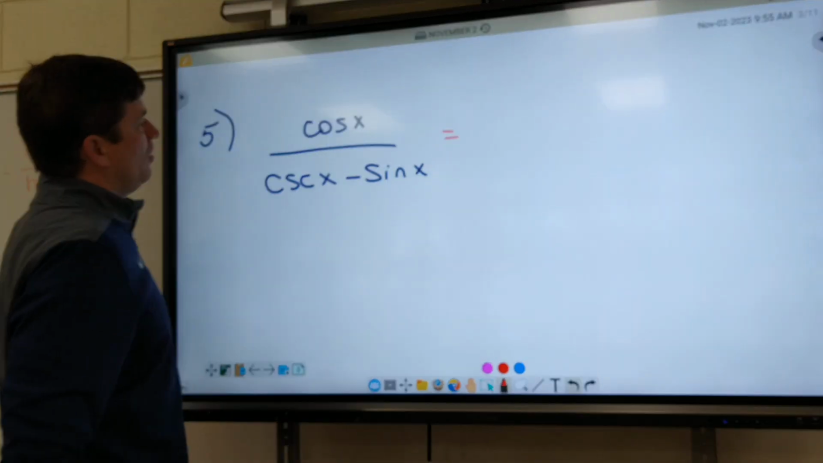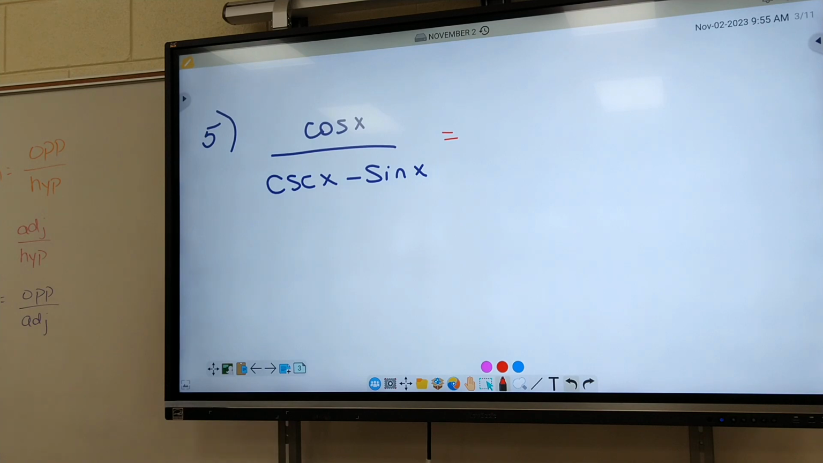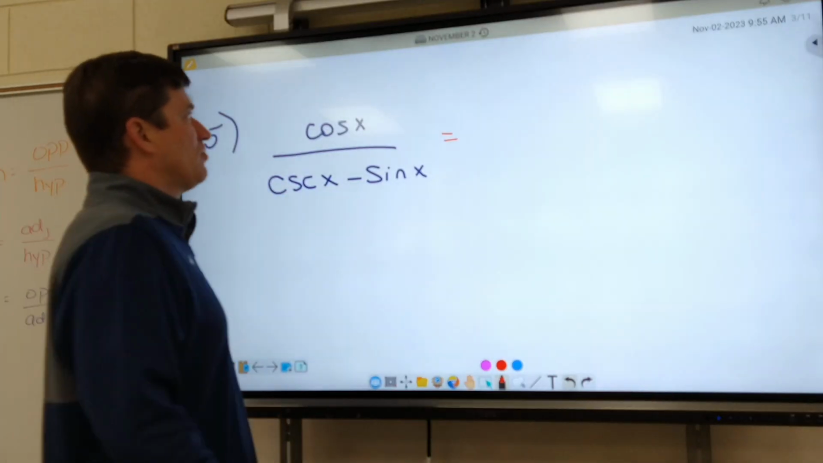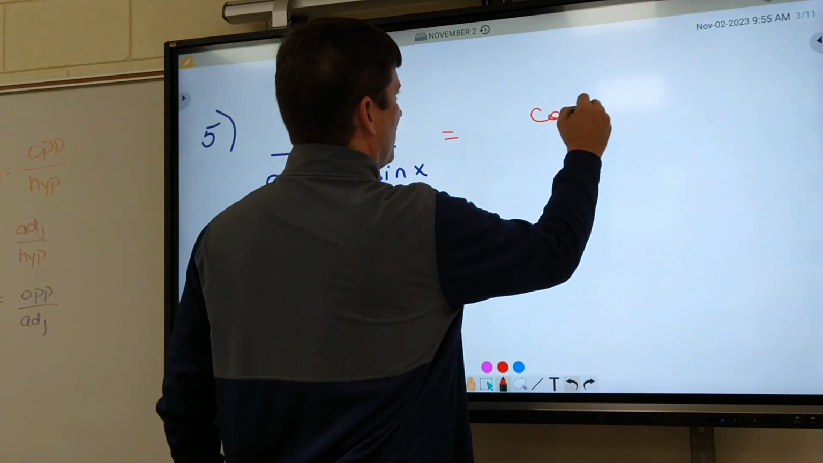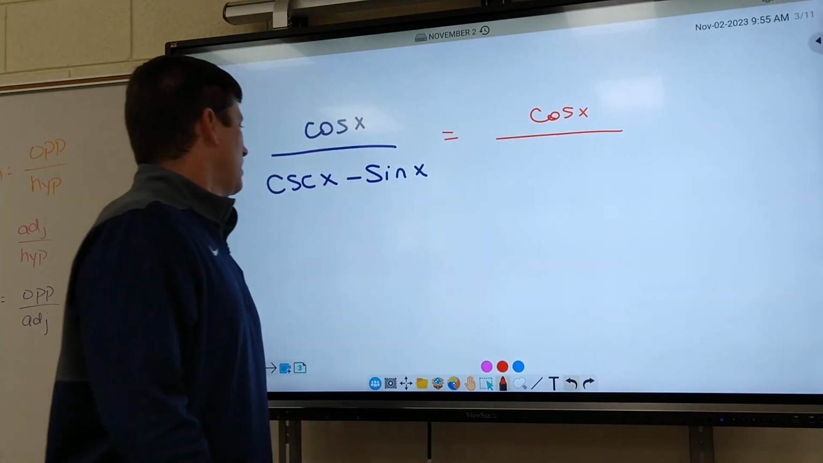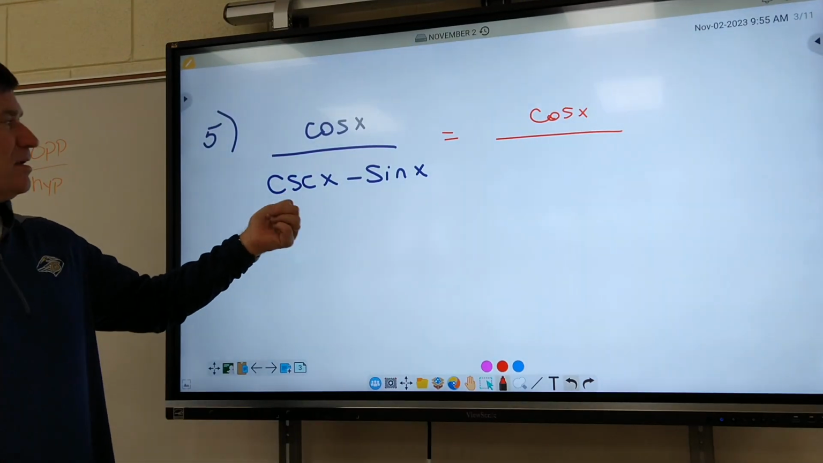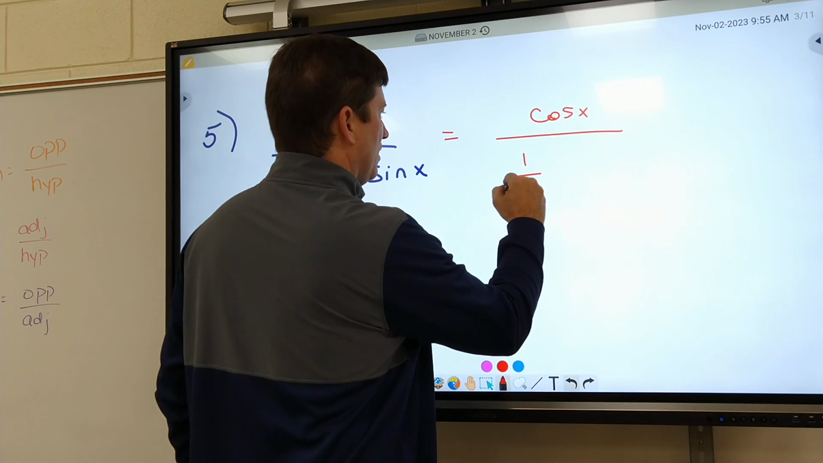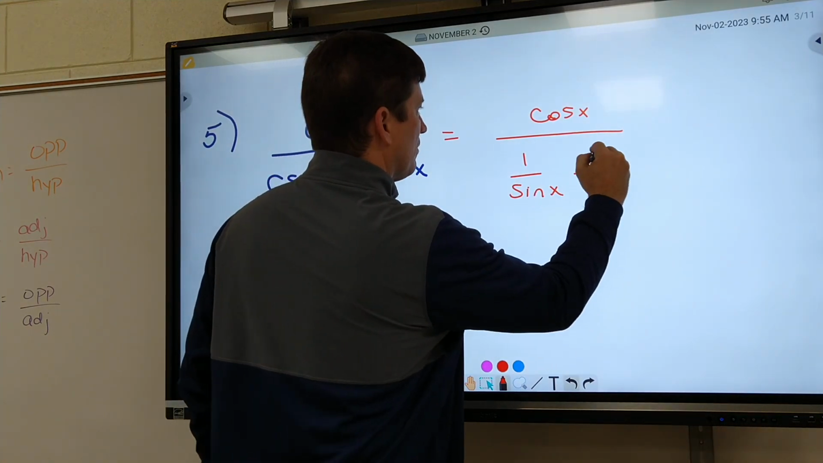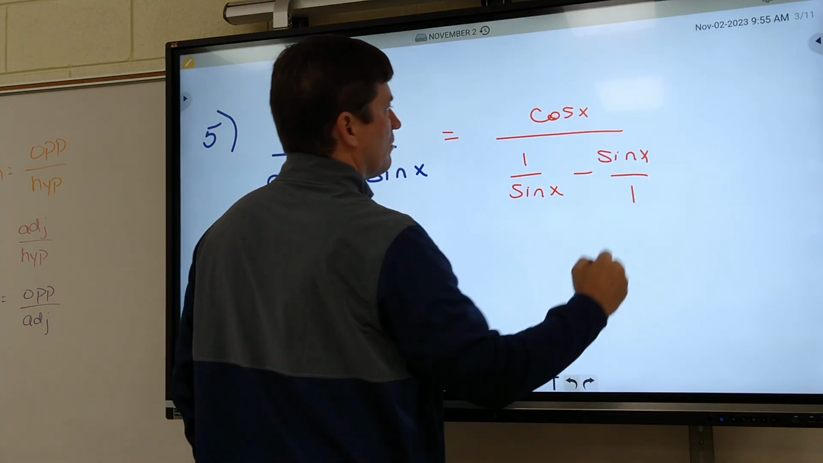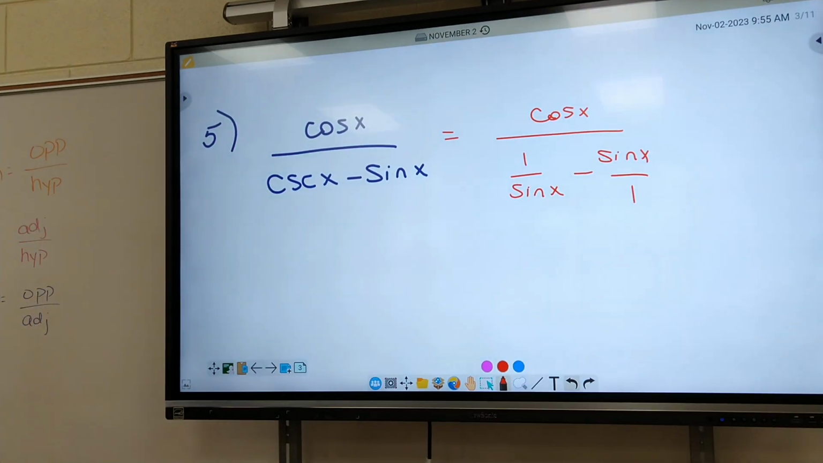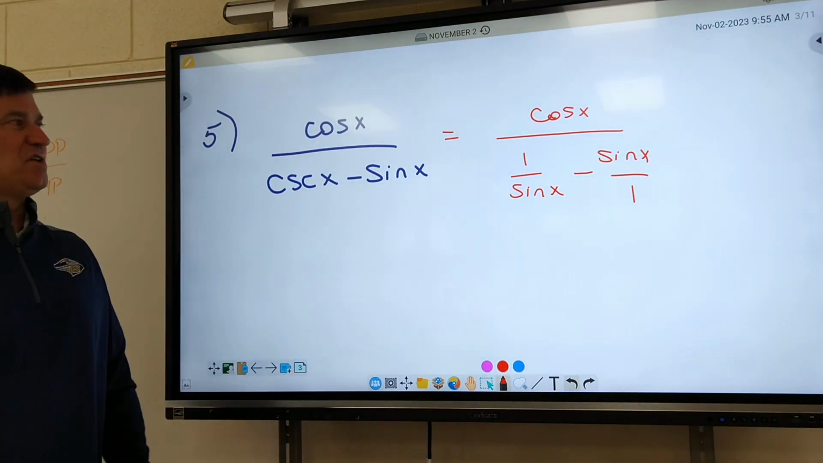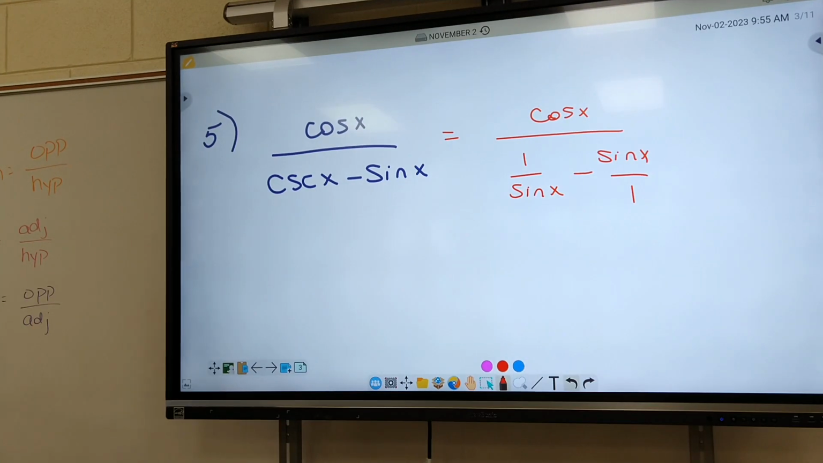All right, here we go. We're going to change everything that we can change. So, cosine on top is already good. I leave it cosine. The bottom, cosecant, I can change into 1 over sine. And the other side was already good. I don't have to change it. All right, any question on the first step?